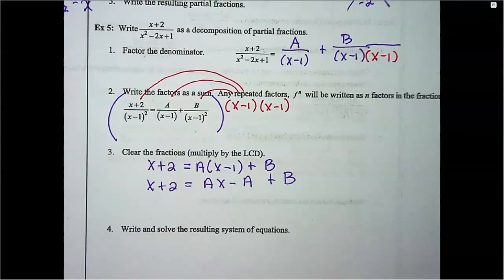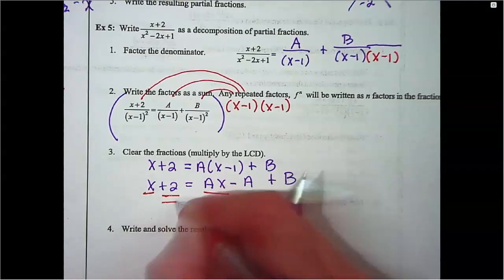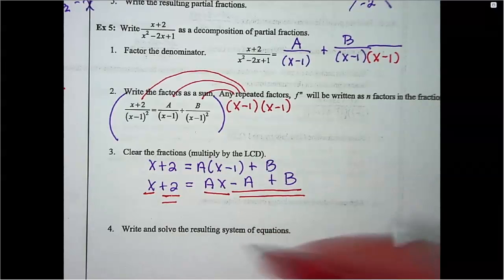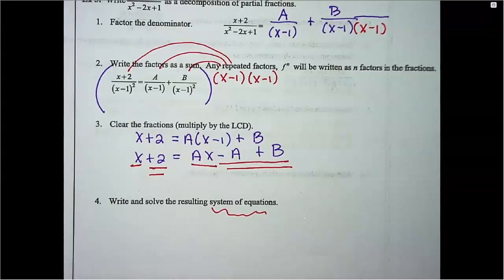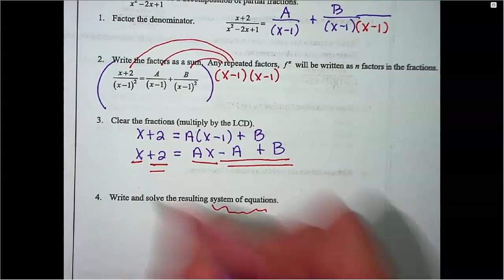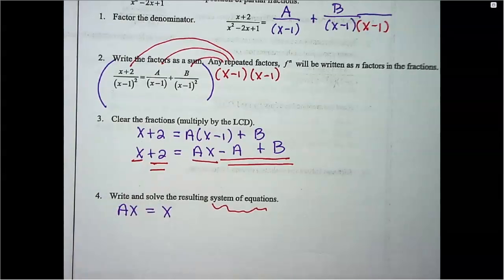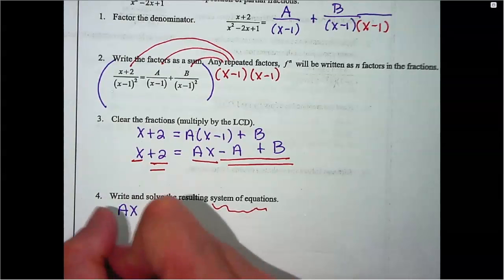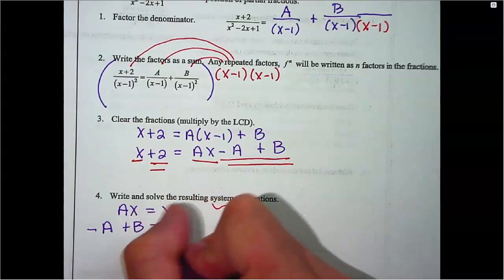Okay, we're going to put our x part equal, and then we're going to put everything else equal, and we're going to set up a system of equations. So 2 equations. Try it. Set up 2 equations for me. So the first equation should be ax equals x. The second equation is the opposite of a plus b is equal to 2.